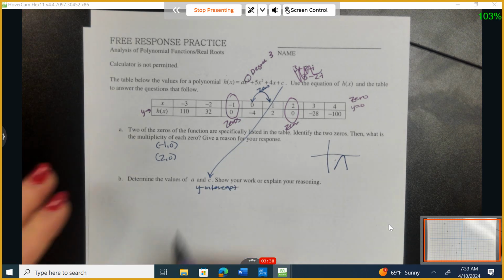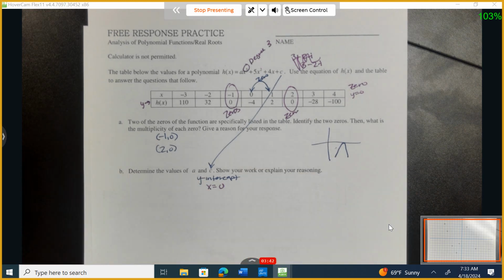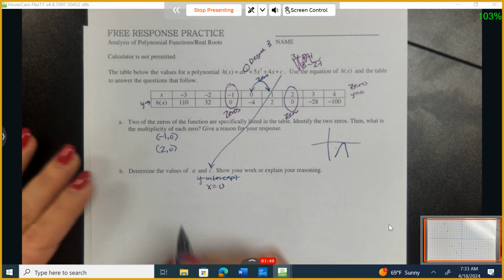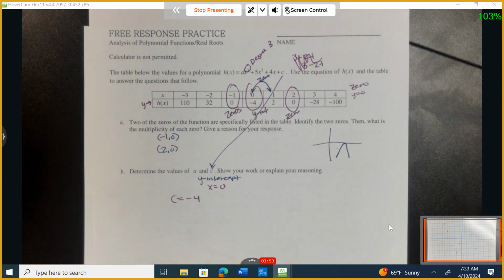When you find a y-intercept, what is x always going to equal? 0. So look at the table. Do we already know what the value of C is for this problem? Yeah, what is it? C equals negative 4. I'm going to circle this and write y-intercept.